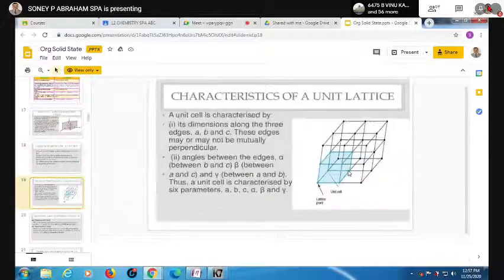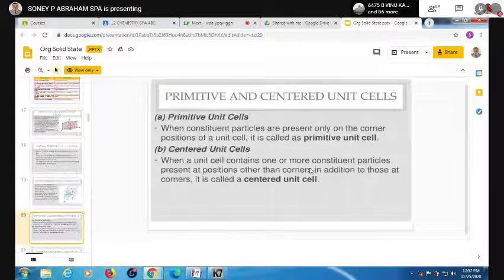In a centered unit cell, you can see that it will have constituent particles at all the corners, and along with the corners there will be some other positions. A centered unit cell contains one or more constituent particles present at positions other than the corners. It can be at the center of the faces, or at the body center. Are you getting the difference? Yes, sir.